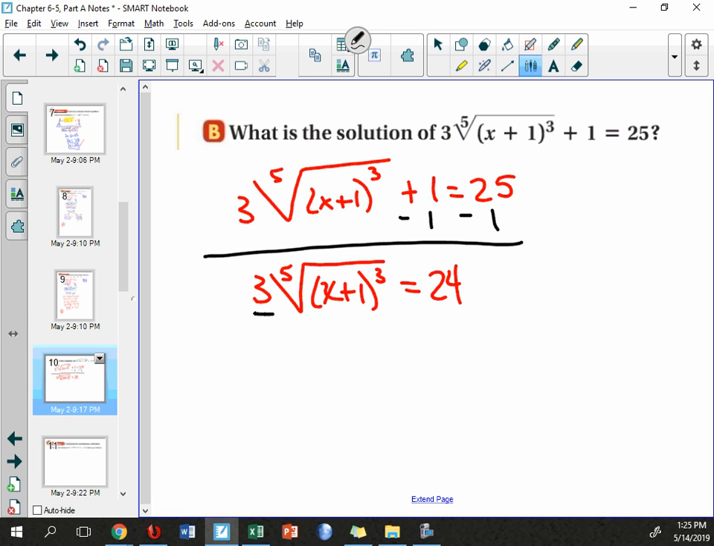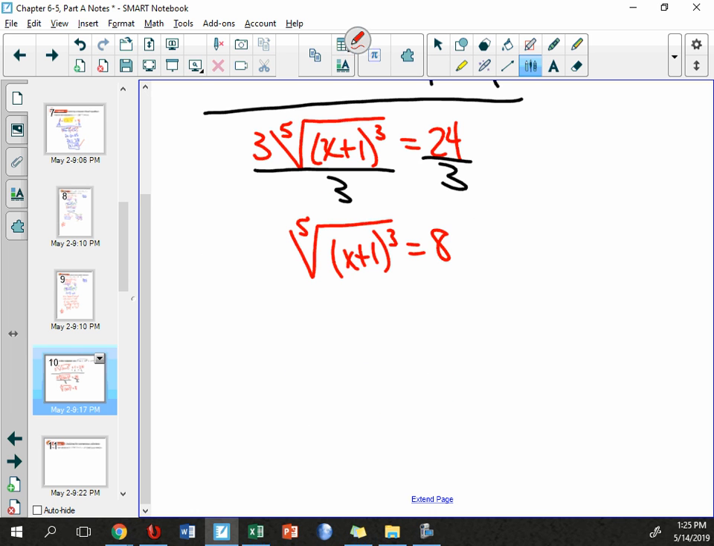Now divide by 3. So if you divide by 3 now, this is going to give you the 5th root of x plus 1 cubed is equal to 24 divided by 3 is 8. Now what? Put it to a power of 5. So we're going to raise both sides to a power of 5. Correct? Do we see that?